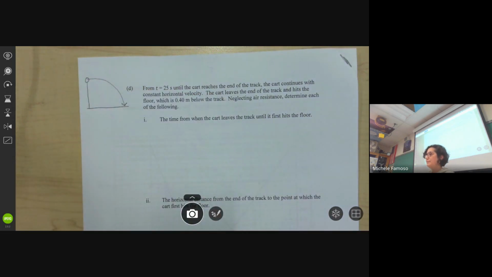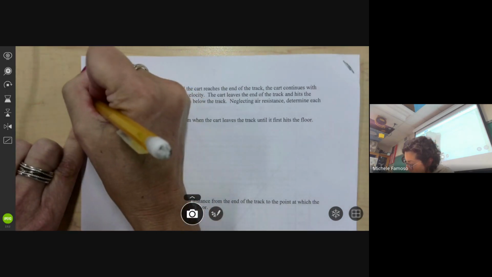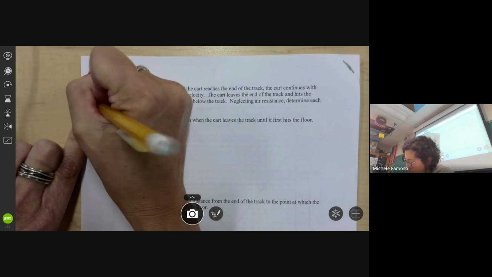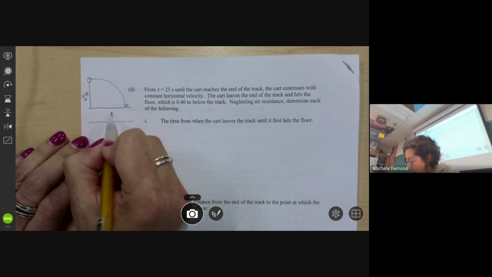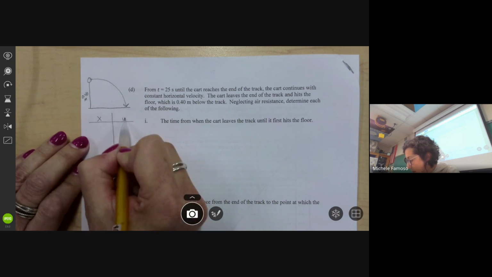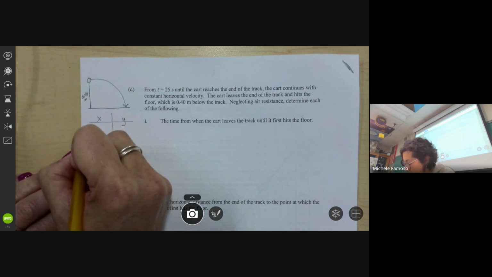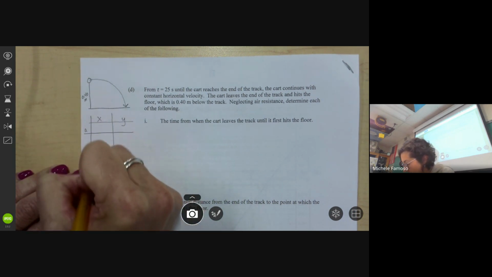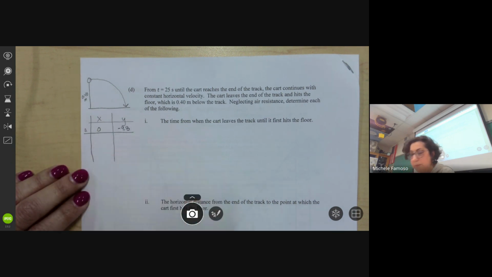Does that. It's a projectile now. All right. And we know that this height is 0.40 meters. So I want you to find all of the following things. And I'm going to make my givens chart like most of you learned how to do in Regents. What do I know about the X and Y directions? In the X direction, I know that the acceleration is 0. In the Y, it is negative 9.8.